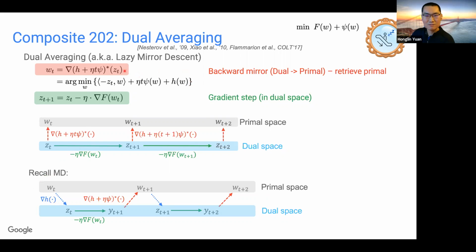And the reason people call it dual averaging is because this ZT can be considered as an average of all the gradients you have encountered, because you always add this gradient to the same Z. This problem has been, I would say, discovered by Nesterov in 2009, but there is more work preceding it from other fields like online learning. And we follow the formulation by Flammarion and Bach from 2017.